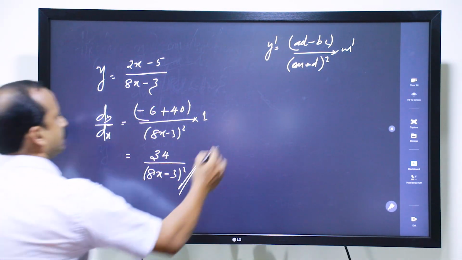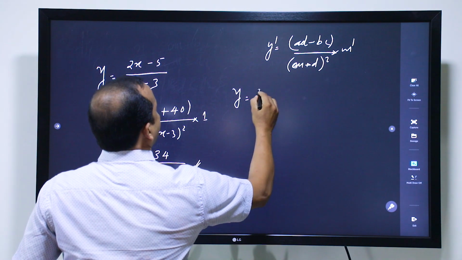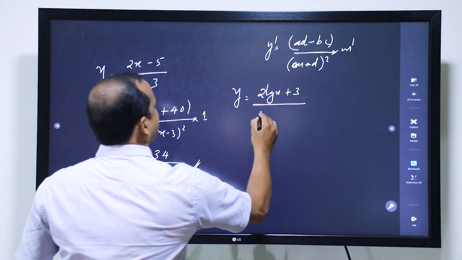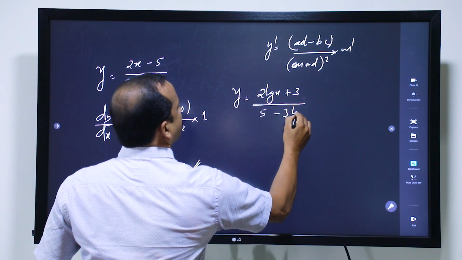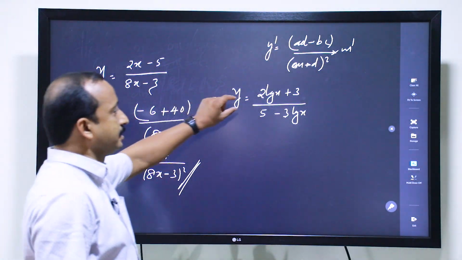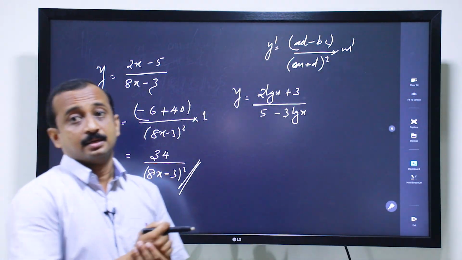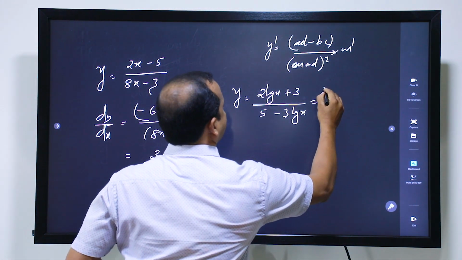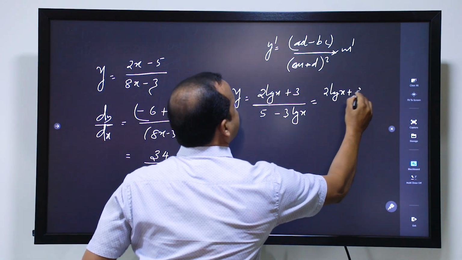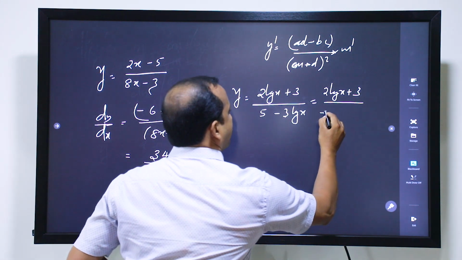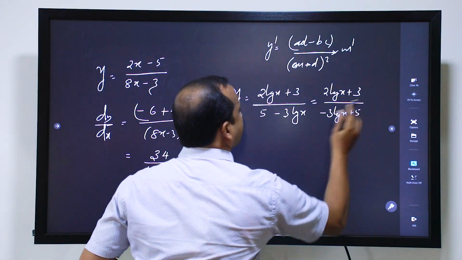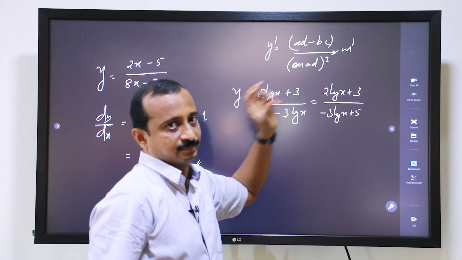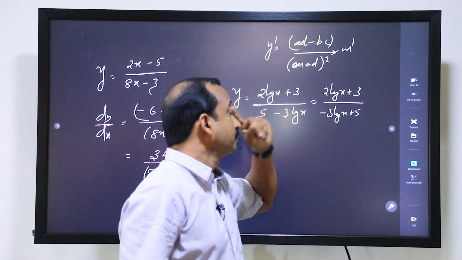Okay, y is equal to (2 log x plus 3) divided by (5 minus 3 log x). First you set this function in the form (am + b) divided by (cm + d). So first we set it as (2 log x plus 3) divided by (minus 3 log x plus 5). Now it is in the form (am + b) divided by (cm + d). Here m is a function of x, here m is log x.